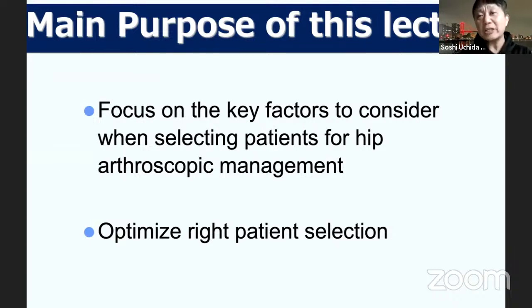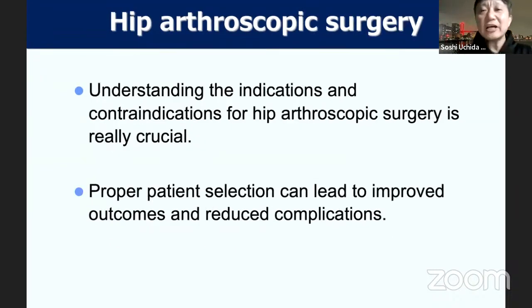The main purpose of this lecture focuses on the key factors to consider when selecting patients for hip arthroscopic management and optimizing right patient selection. Understanding the indication and contraindication for hip arthroscopic surgery is really crucial. Proper patient selection can lead to improved outcomes and reduce complications.